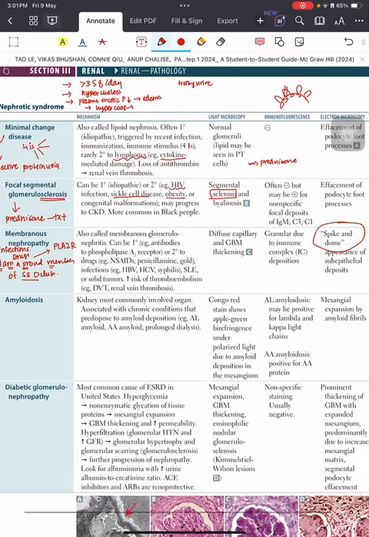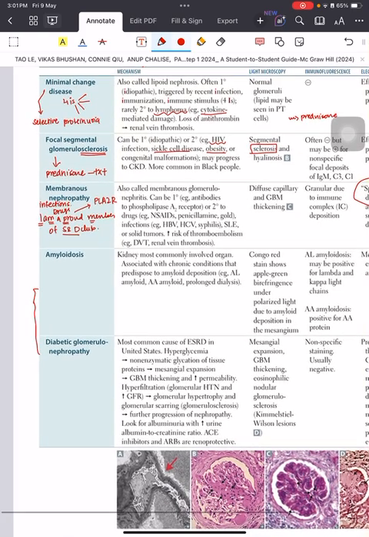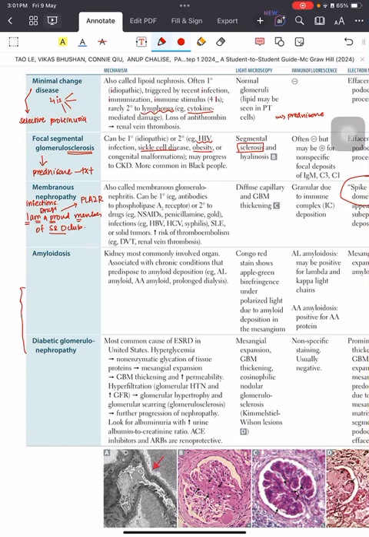Okay, so it has immune complex deposition as well. There will be diffuse capillary and glomerular basement membrane thickening, but I don't think you need to remember all of this, but for diagnosis purposes you can just go through with this.